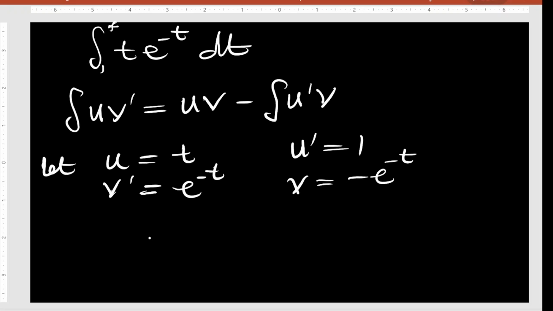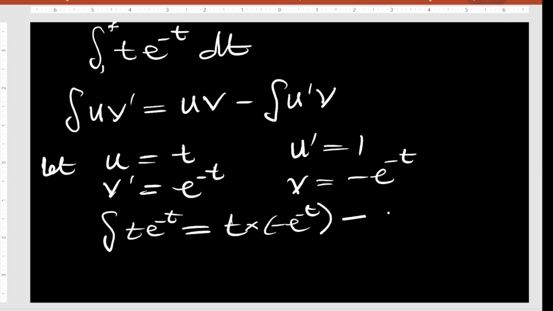Now, let's substitute into the formula. We are going to have the integration of u, which is t, then v derivative, which is e exponent negative t, will be u, which is t, multiplying v, which is negative e exponent negative t, minus the integration of u derivative, which is 1, multiplying v. So we just write the v because 1 times anything is the same thing. And v is negative e exponent negative t.